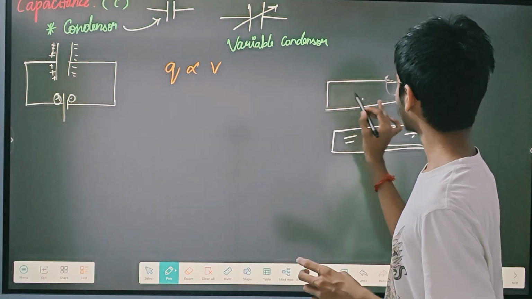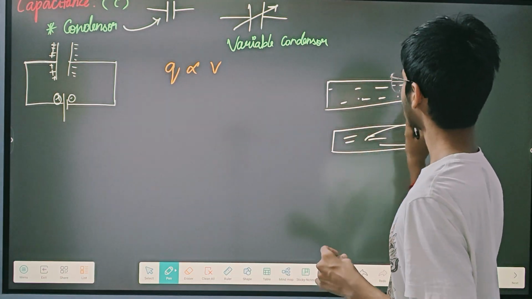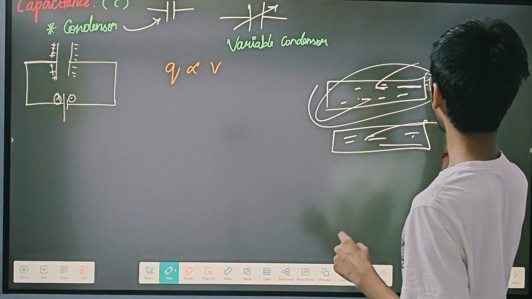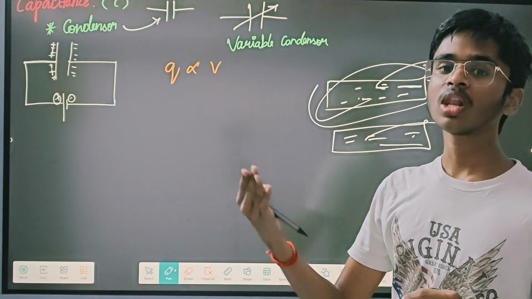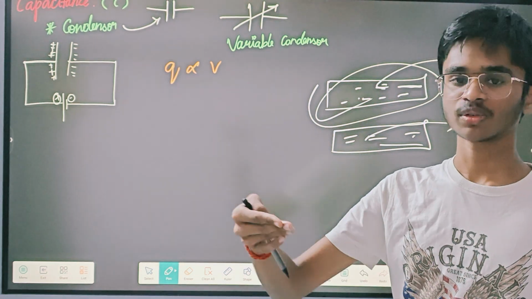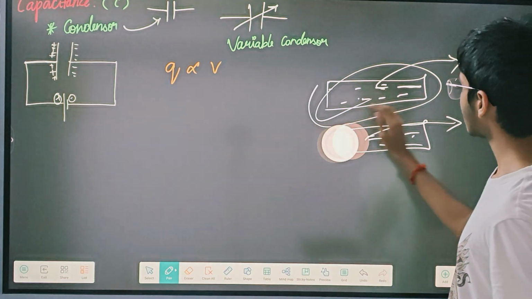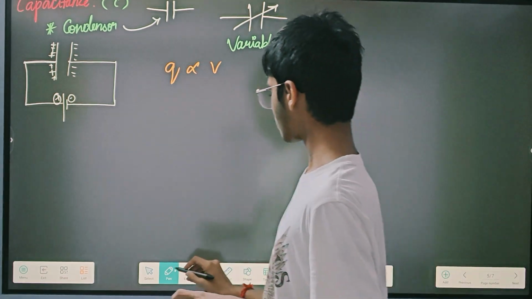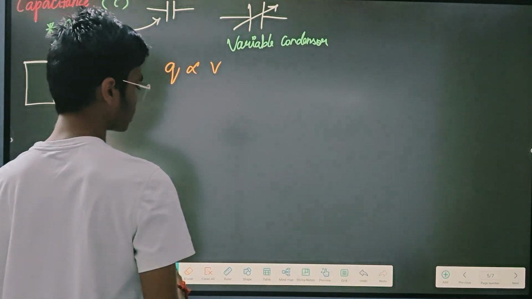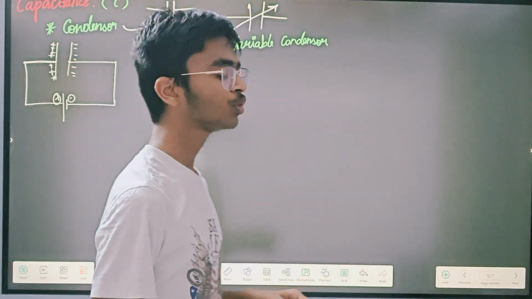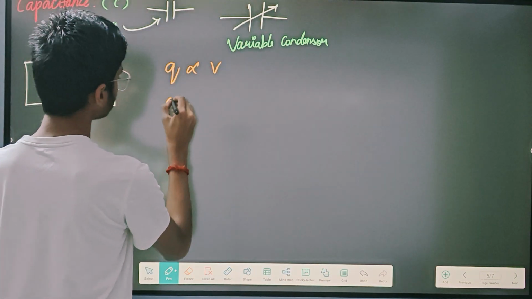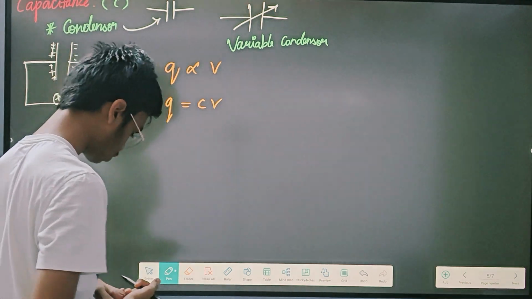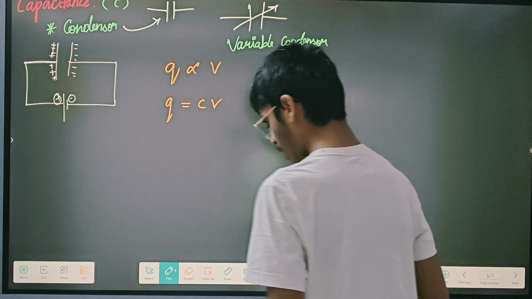But this conductor has a lot of charge in it. That means to transport all the charges from this conductor to another place, we want a lot of voltage, a lot of force. That is why if charges are high, then automatically voltage will also be very high. So to remove the proportionality symbol, we have to put a constant and an equal to. So Q is equal to CV.